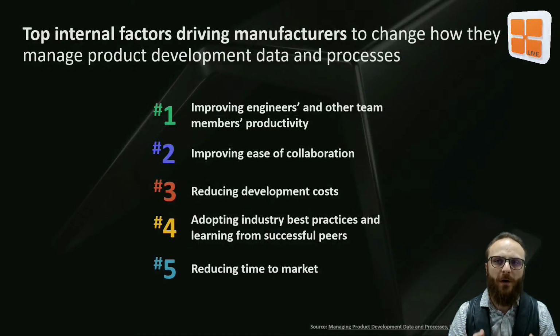So what are the top factors that companies tend to look at before they start going down that PLM route? They're looking at improving productivity and spending less time redoing the same things, or having to fix things, or having to go through 7 different processes at the same time. So improving ease of collaboration.